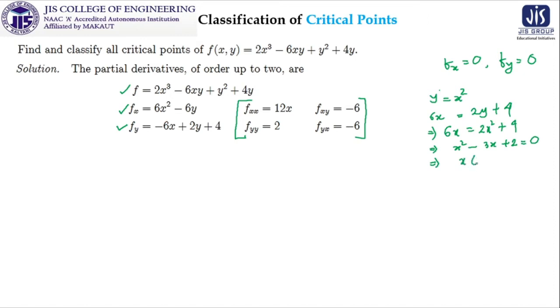Now we can write directly x minus 2, x minus 1 is equal to 0. There is no need of writing this elaboration. So we get x equal to 2 and 1, and correspondingly the value of y will be 4 and 1. So the pairs we are getting are (1, 1) and (2, 4). They are our desired critical points. So critical points are calculated.